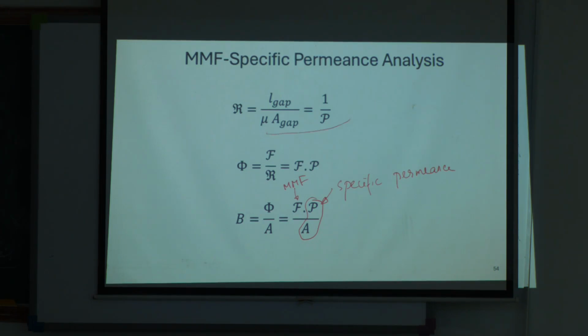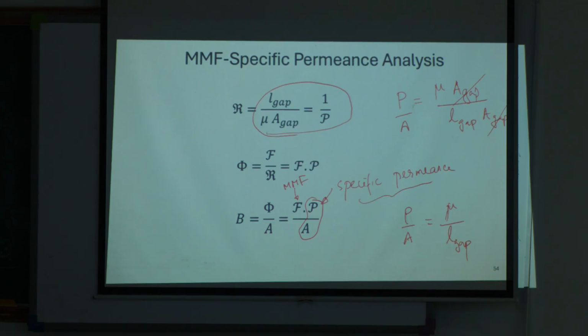Using this expression, let us try to get an expression for specific permeance. Permeance is mu times area over the length of the gap. Permeance by area is specific permeance, so I cancel this out. What am I left with in specific permeance? P by A is nothing but mu by L gap. Is everybody following?